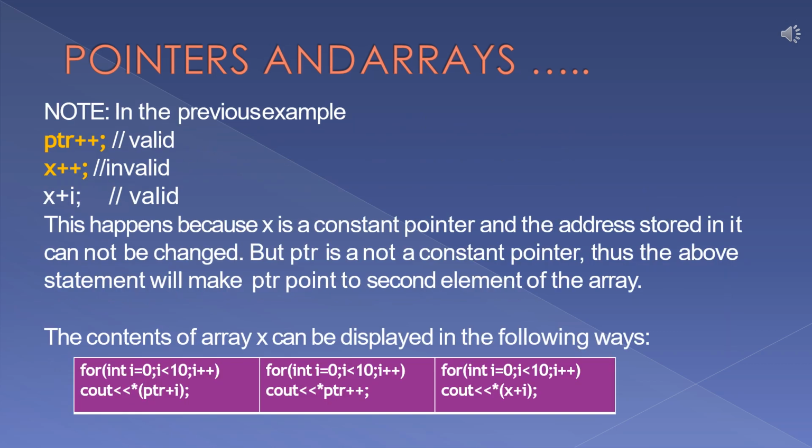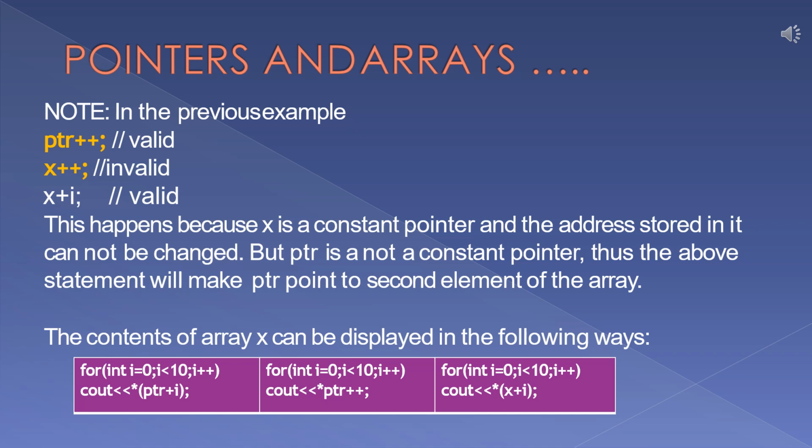Now you can increment ptr with ptr plus plus, but you cannot increment the base address of the array. That is, x plus plus is invalid, because I told you x is a constant pointer which cannot be changed. But for assigning or displaying, you can write x plus i to access elements. When you write x plus i, the value of x is not changed, it is only added along with it. But when you do x plus plus, the actual value of x is being changed, so there you will get an invalid statement.